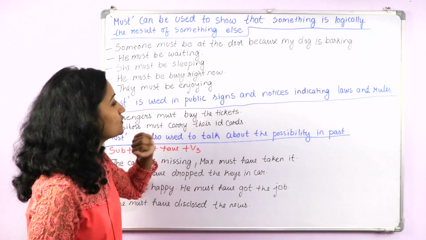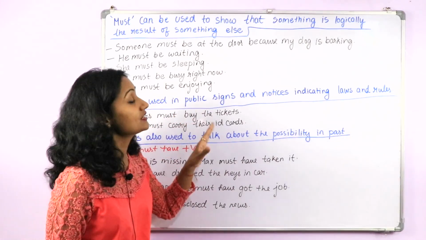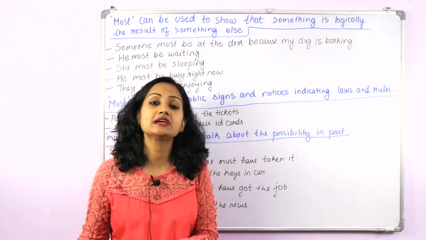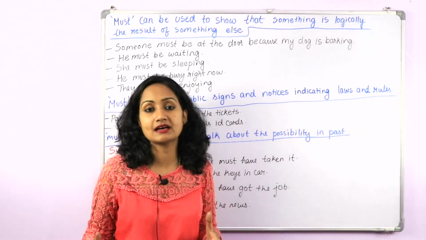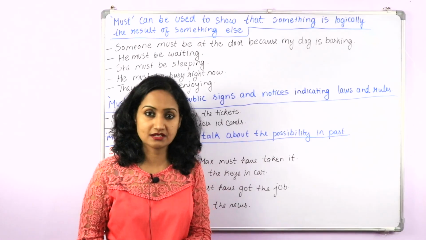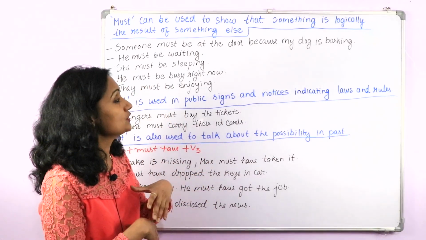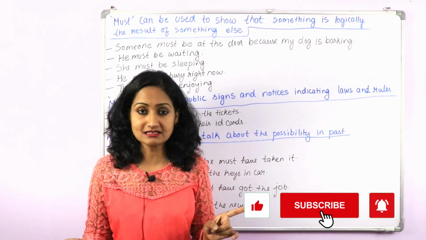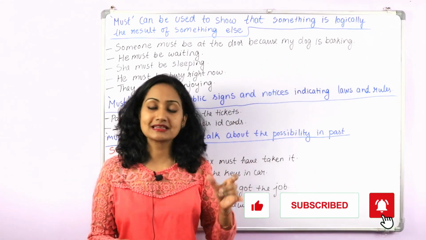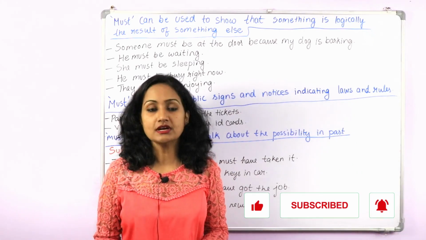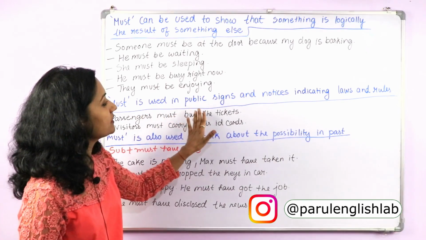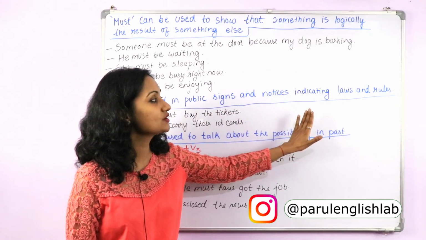He must be busy right now. They must be enjoying. They are in a party right now, so they must be enjoying. I'm assuming that they must be enjoying right now. So this way, when you think that something is logically the result of something else, we can use must. In this case, we don't use have to. Generally, we use must.